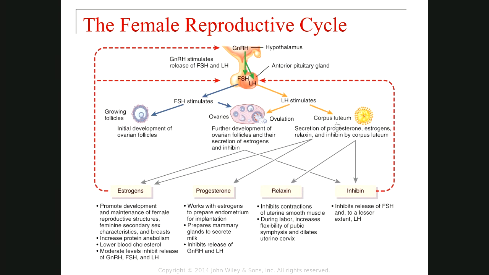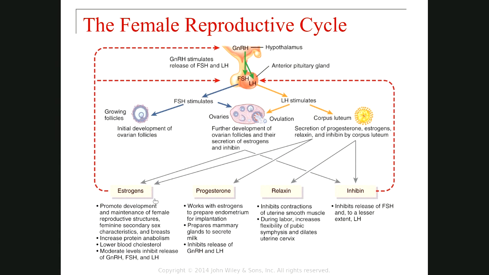Stimulated by LH, the corpus luteum produces and secretes estrogen, progesterone, relaxin, and inhibin. We have different types of estrogen, about 6 types in the female, and the important one is estradiol. The estrogen has different effects.